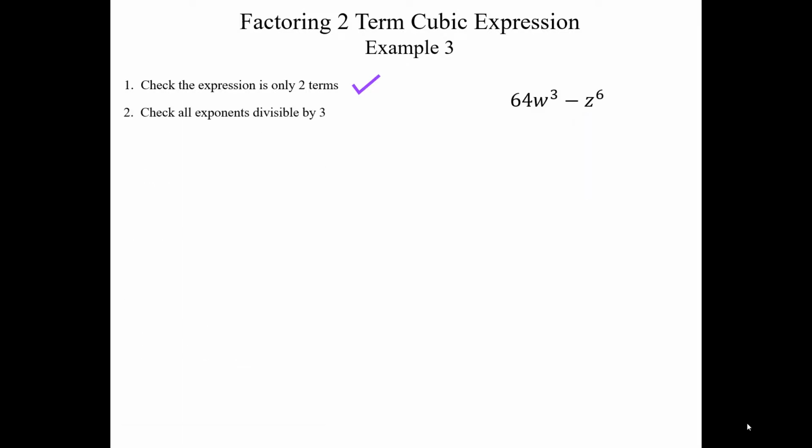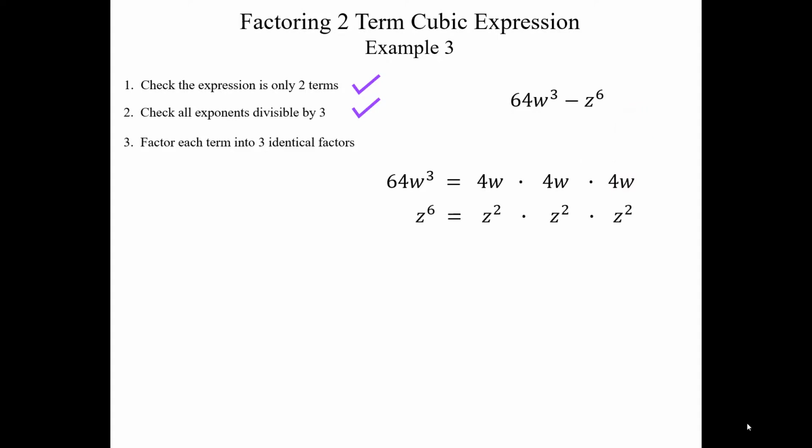The next check is that all the exponents are divisible by 3. W cubed, the 3 is divisible by 3, and z to the 6th, 6 is divisible by 3, so that also checks. Now we need to factor each of these terms into three identical factors. So 64w cubed will factor to 4w times 4w times 4w. The z to the 6th will factor to z squared times z squared times z squared.